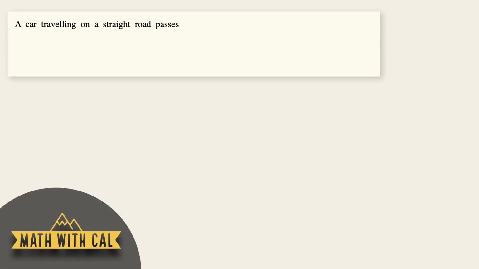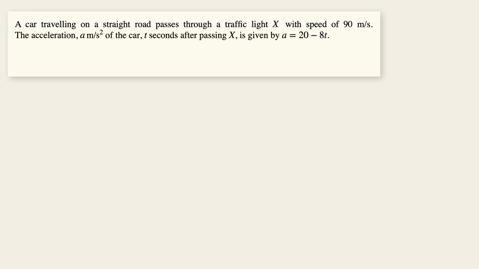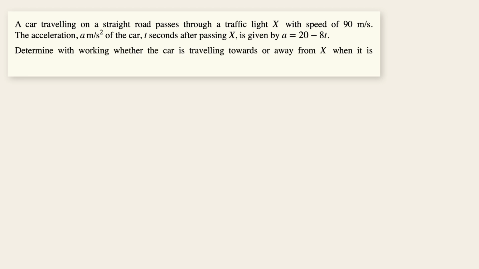Hello everyone, today we are doing something interesting in kinematics. Now you have a car that is traveling on a straight road through a traffic light X at 90 meters per second. Its acceleration t seconds after passing X is a equals 20 minus 8t. We are then going to determine whether it is traveling towards or away from traffic light X when it is traveling at maximum speed.